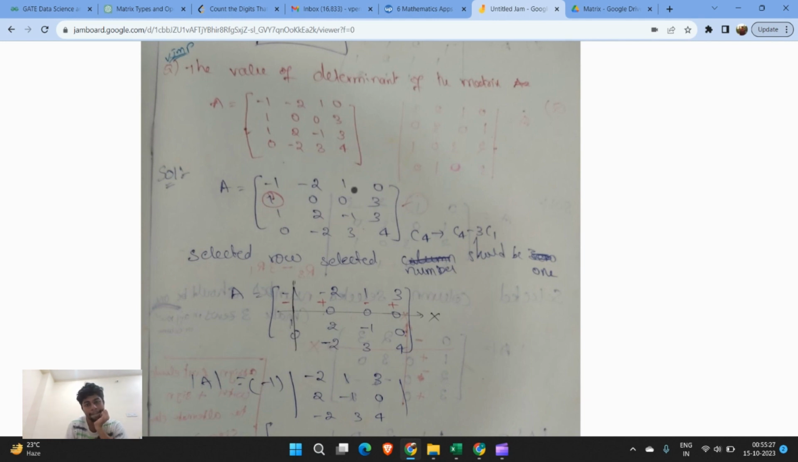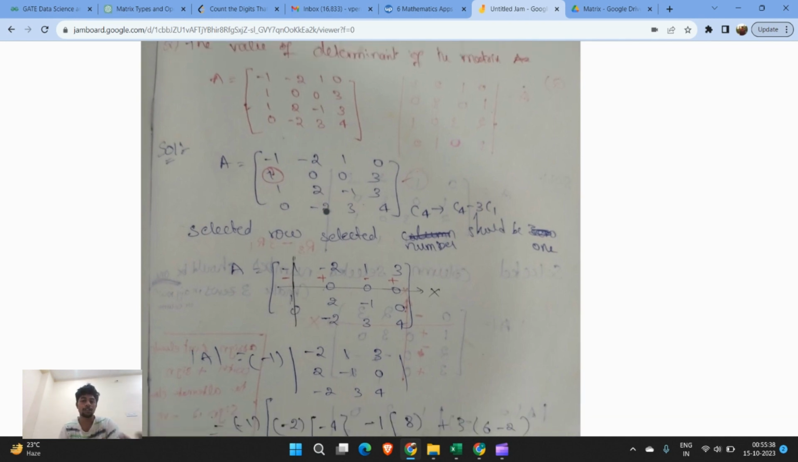And so I did a column operation here. My intention is to make this element zero, so that my process becomes much easier. I performed this column operation: C4 tends to C4 minus 3 C1. Why did I do this step? Because this is a column, and I want to make this element zero. So C4 minus 3 into C1. C1 is this column, so 3 minus 3 obviously becomes 0.